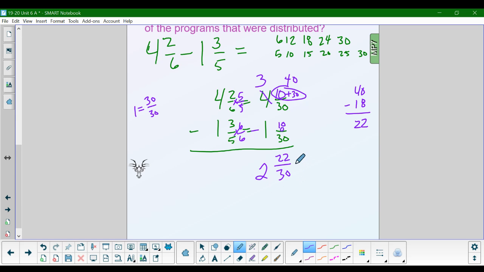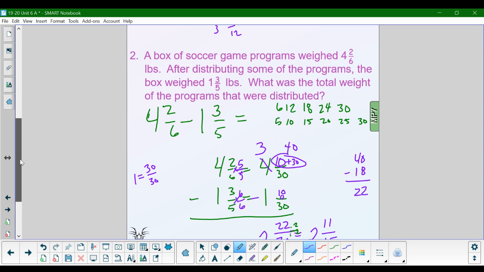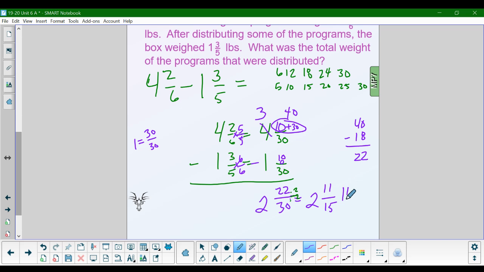Great, but I need to simplify because 22 is even, 30 is even. So I'm going to divide by 2 and get 11, divide by 2 and get 15. They're even, so we're going to divide by 2 over 2. I get 2 and 11/15. And that's done. That's your answer. So 2 and 11/15, what? Go back up. Pounds. So 2 and 11/15 pounds of programs. Okay? And that's the end of that.